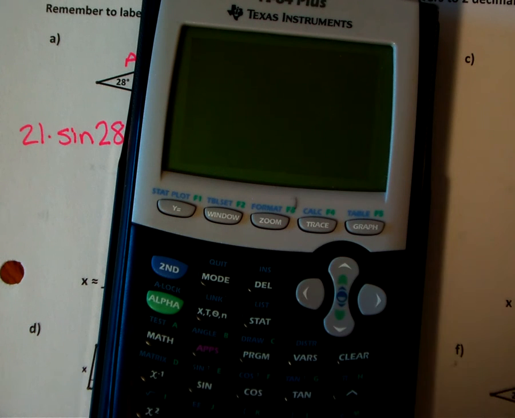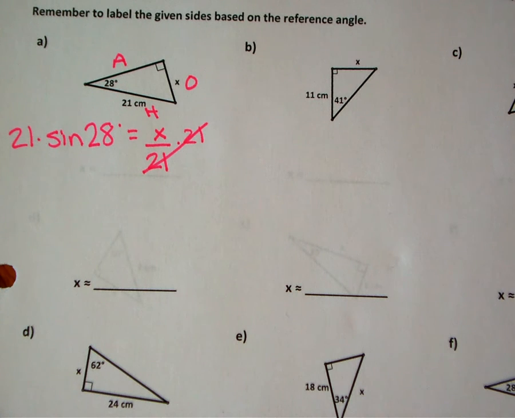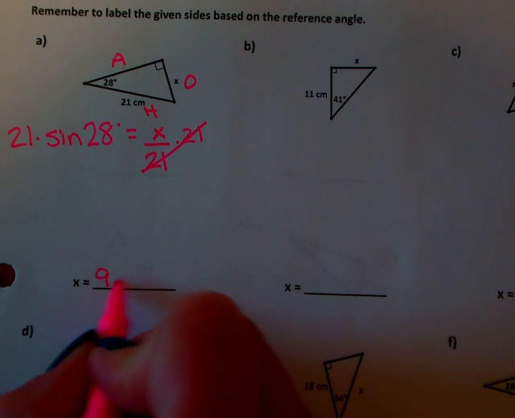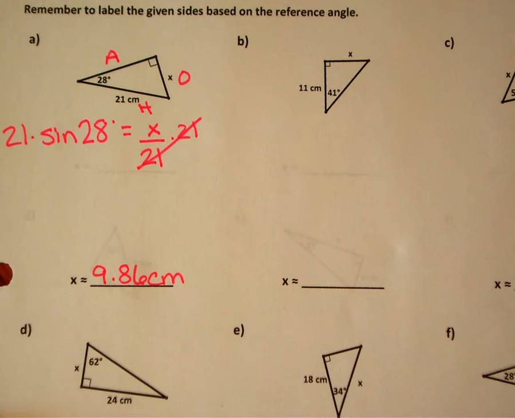So when you throw in 21 sine of 28, get 9.86 to the nearest hundredth. Always go to the nearest hundredth, so remember you're looking at the third decimal place. If it's 5 or higher, you bump it up. If not, you leave it alone. And we're going to put centimeters on there since it gives us a measure.